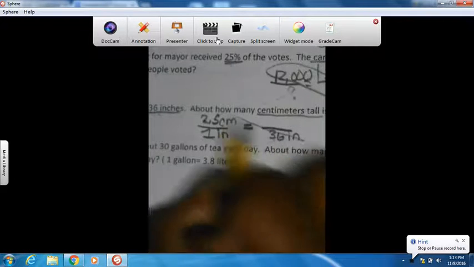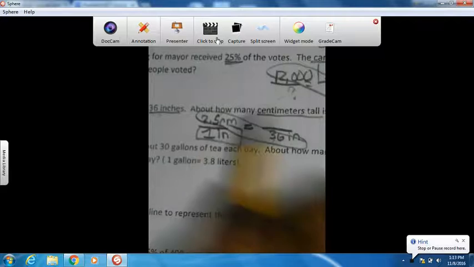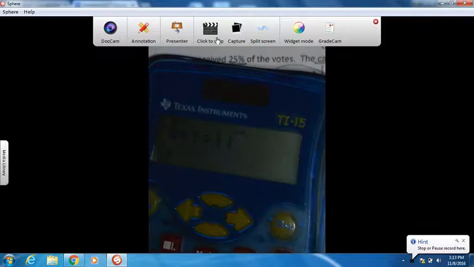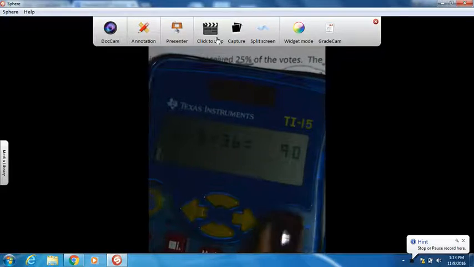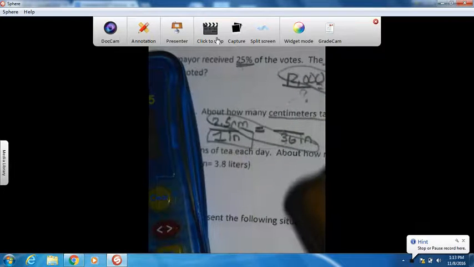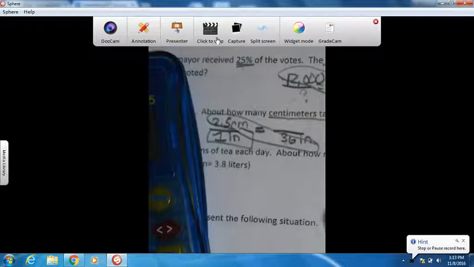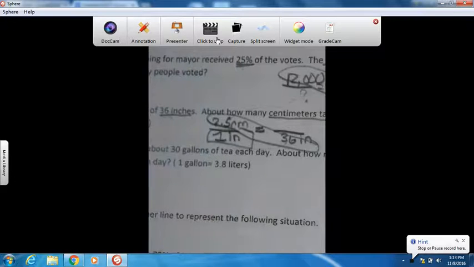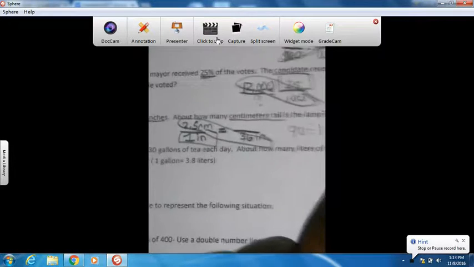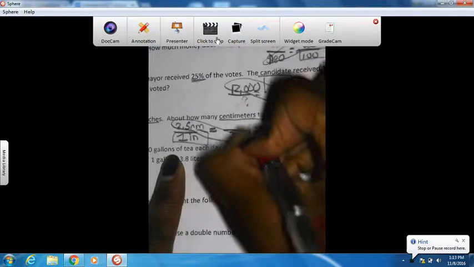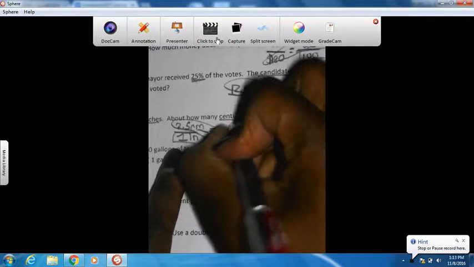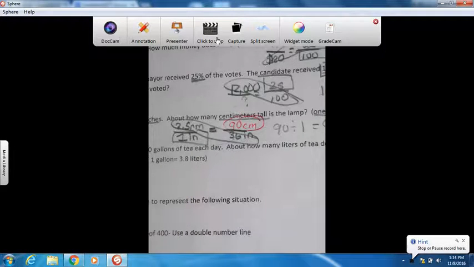I'm going to do the safe way, and that's to cross multiply and divide. So in my calculator, 2.5 times 36 gave me 90. Then we're going to do 90 divided by 1, which is going to be 90. 90 what? Well, this is about centimeters. So 90 centimeters is our answer. Let's look at number 20.